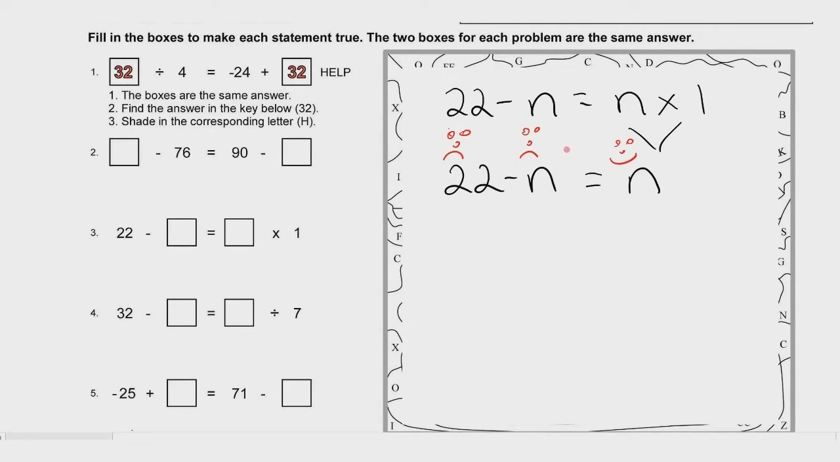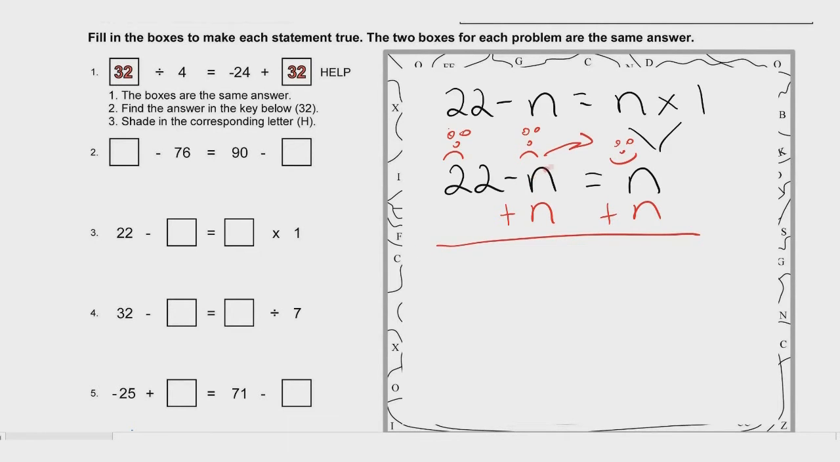So what we do is we take this n right here and we're going to move it with the other n. And again, we're moving it to the opposite side. So we need to do the opposite. And what's the opposite of a negative n or a minus n? Well, of course, a plus n. And remember, whatever you do to one side, you have to do to the other side.